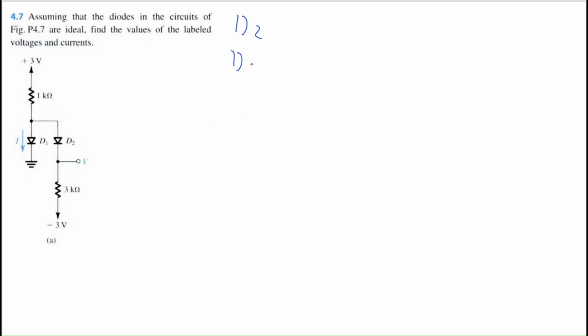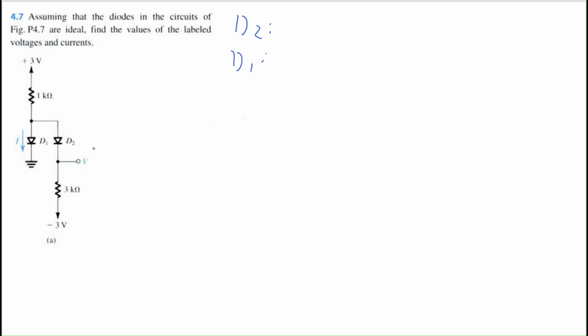Whenever you're starting these problems, you always just need to make an assumption for these two diodes, D1 and D2. Are they on or off, conducting or cut off? If you're a beginner, you're just going to have to make an assumption, then solve for the current and voltage and check that it actually makes sense realistically.